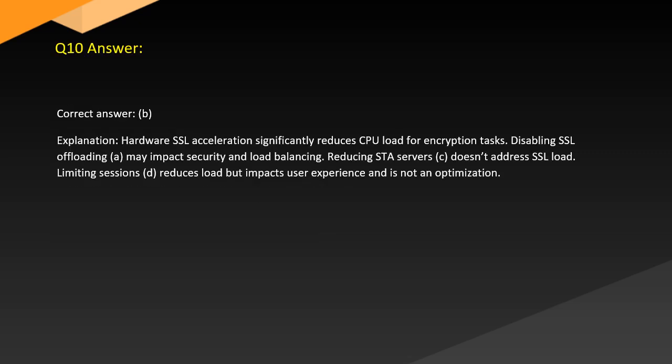Answer. Correct answer: B. Explanation. Hardware SSL acceleration significantly reduces CPU load for encryption tasks. Disabling SSL offloading may impact security and load balancing. Reducing SSL servers, C. Doesn't address SSL load. Limiting sessions, D. Reduces load but impacts user experience and is not an optimization.